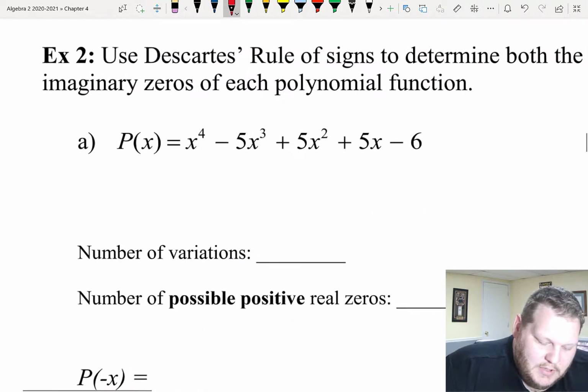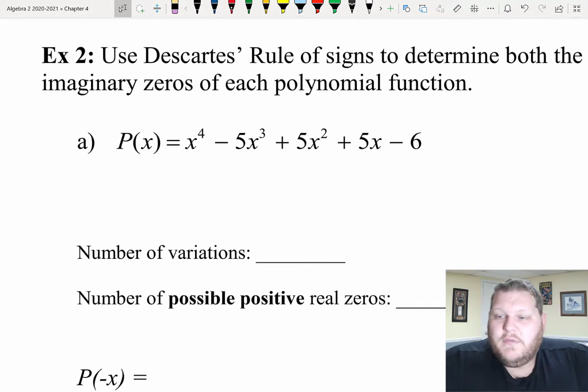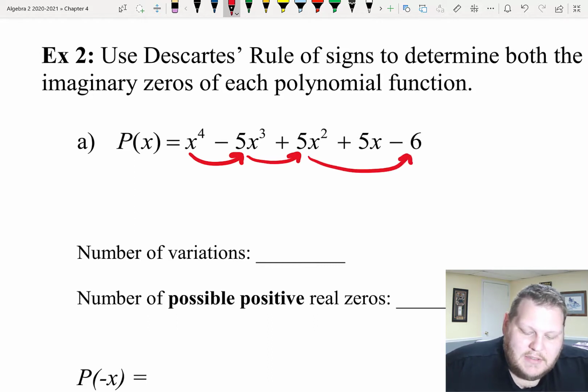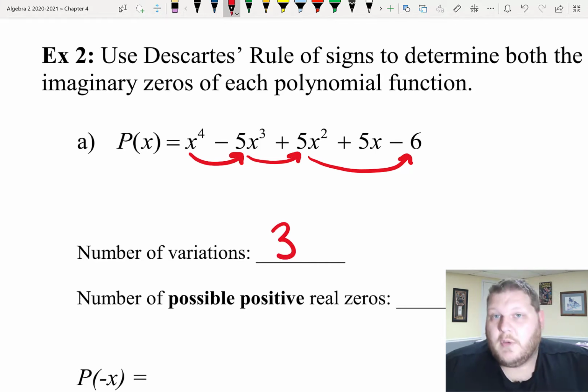So what we have to do for these is start with our lead coefficient. So I'm going to zoom in here. We're going to start with our lead coefficient and just try to figure out how many times my sign changes. So I start off with my first term as positive. Here is one sign change to negative, two sign changes to positive, and then I don't change signs again until my -6. So this has a total number of variations of 3. 3 is my maximum number of positive real zeros here.